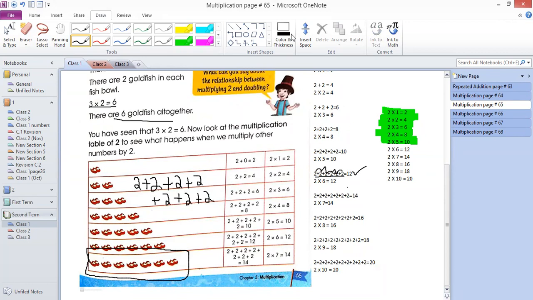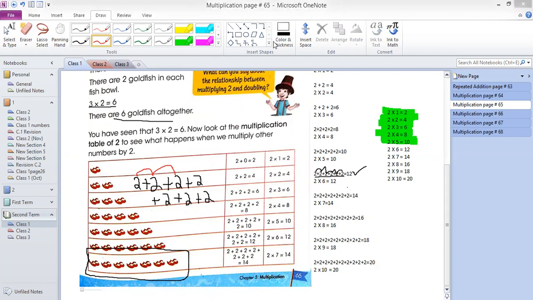Now you will help me to add these 2's. I want to know how many total fishes there are in this group. So tell me, 2 plus 2 is 4, right? 4 plus 2.